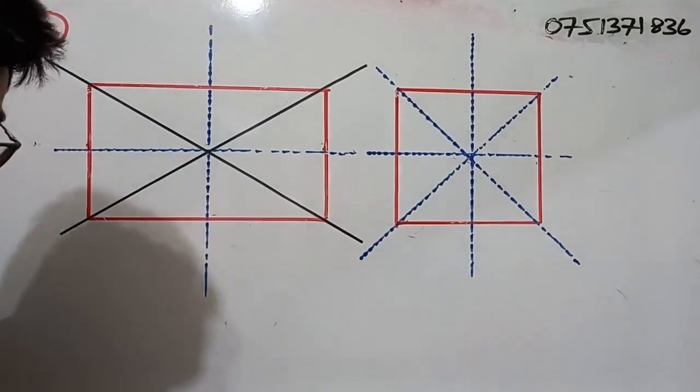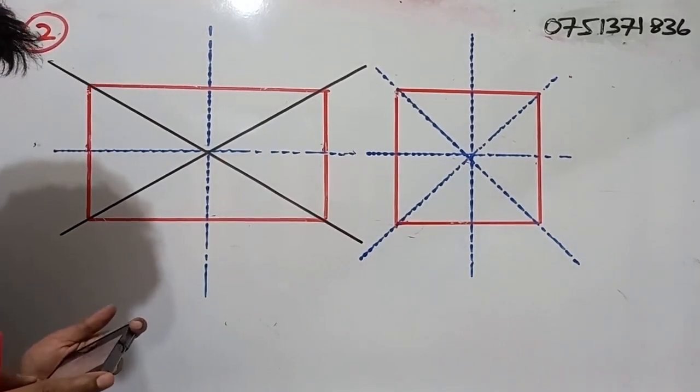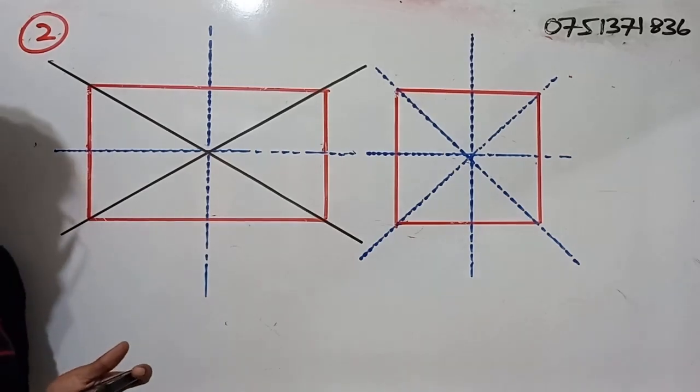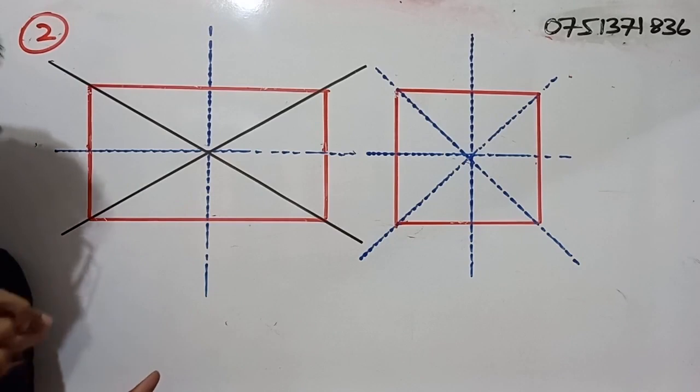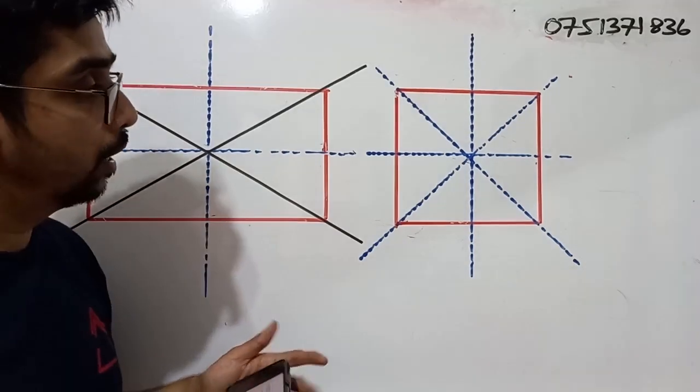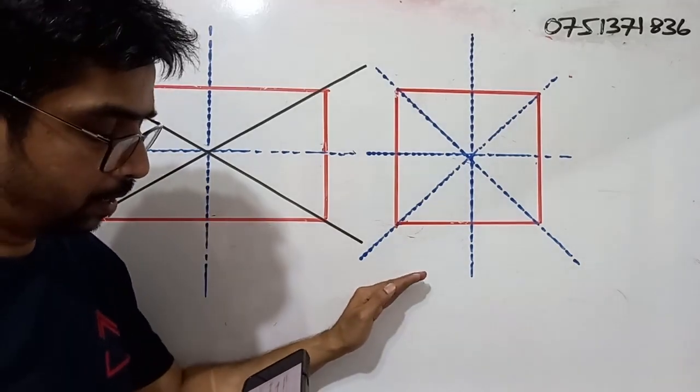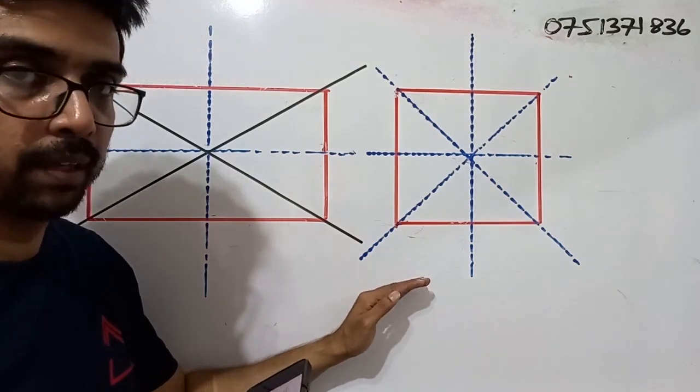What is the statement? It says a rectangle has 4 lines of symmetry. So the rectangle has only 2 lines of symmetry. So the statement is false. Right. What is the next statement? A square has only 2 lines of symmetry.